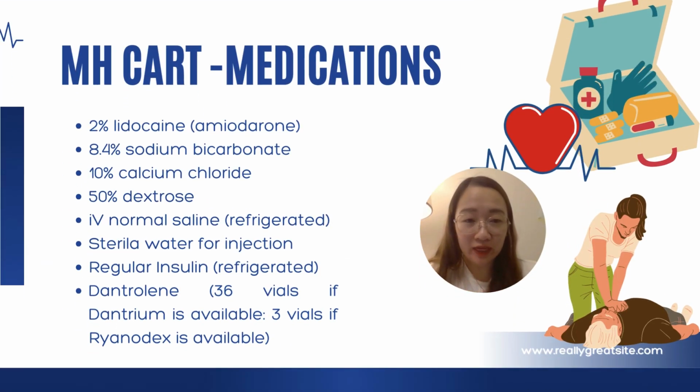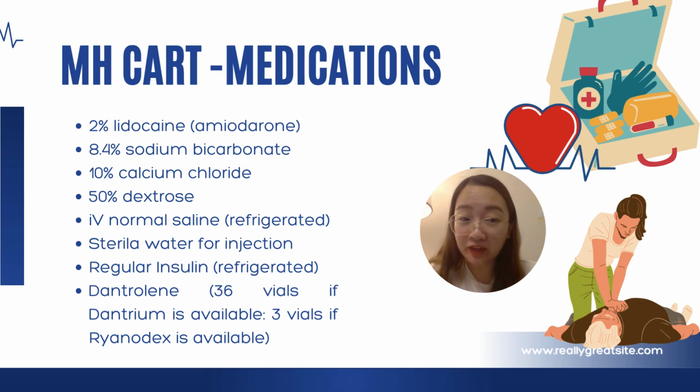So, what are the components of your MH card? So, in any post operative department or any post anesthesia care unit, there is an MH card. So, these are the contents. The 2% lidocaine or amiodarone, this is to manage the cardiac dysrhythmias, 8.4 sodium bicarb, to be given as an IV push to manage lactic acidosis. 10% calcium chloride to manage the cardiac dysrhythmias.